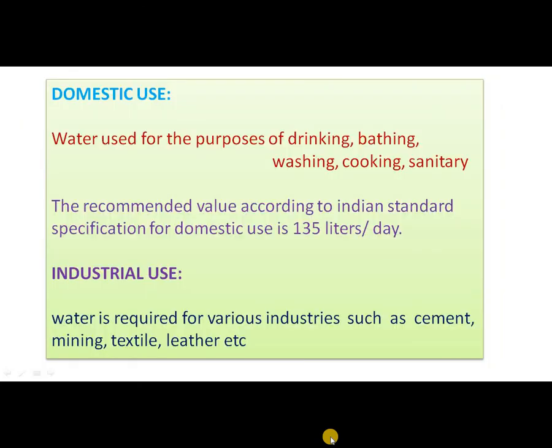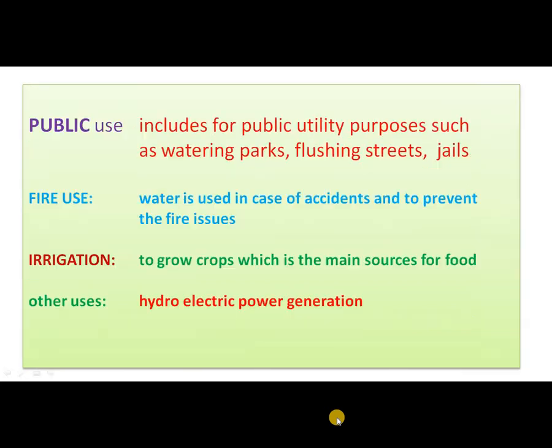Domestic use. Water is used for drinking, bathing, washing, cooking, and sanitary purposes. The recommended value as per Indian standard specification for domestic use is 135 liters per day per human being. Industrial use. Water is required for various industries such as cement industry, mining industry, textile industry, leather industry. So, water is mandatory for industrial purposes.